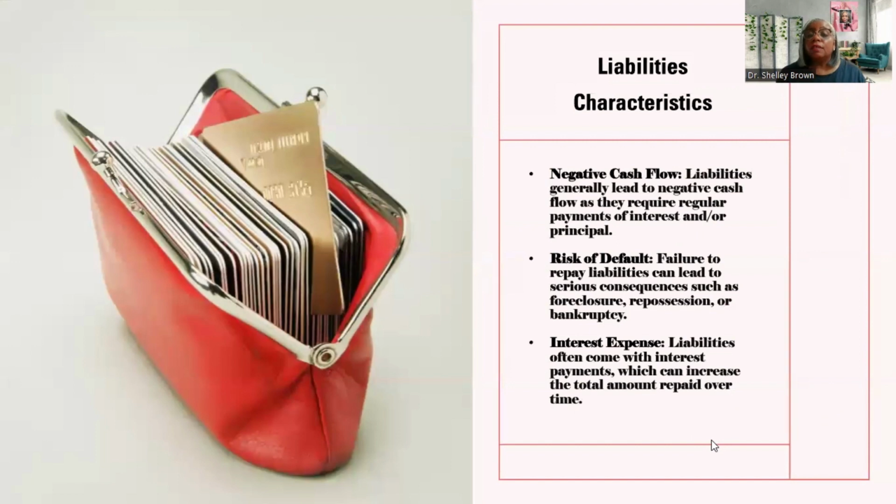So some characteristics of liabilities: negative cash flow. Liabilities generally lead to negative cash flow as they require regular payments of interest and or principal. So with your mortgage, your car, if those are things that you are not using to rent out or using in your regular business, then they are liabilities because they are taking money out of your pocket and not putting money into your pocket. Risk of default: failure to repay liabilities can lead to serious consequences such as foreclosure, repossession, or bankruptcy. Another characteristic, interest expenses.